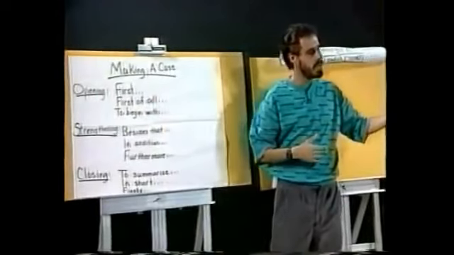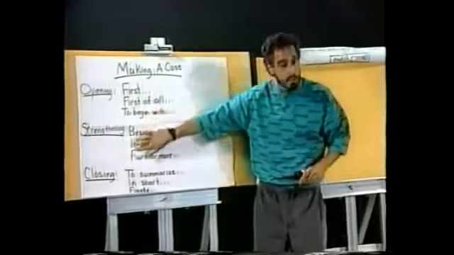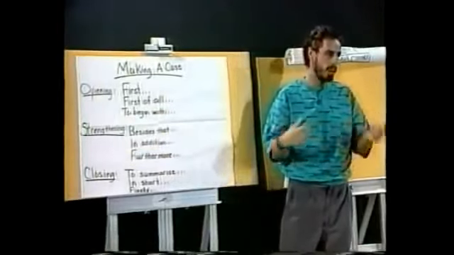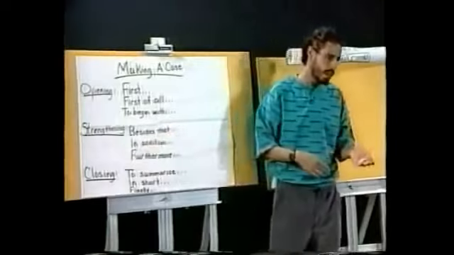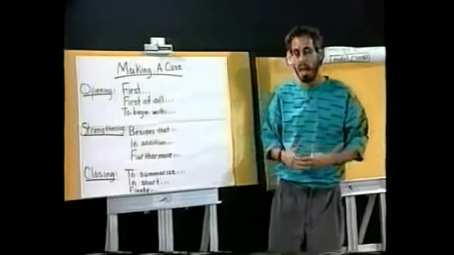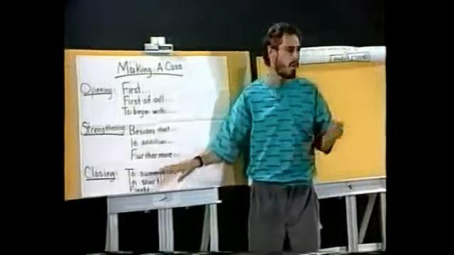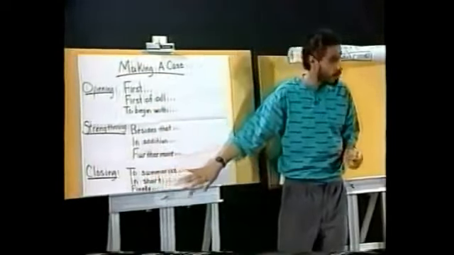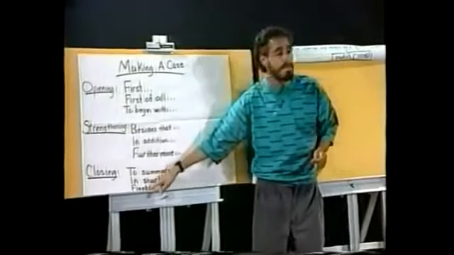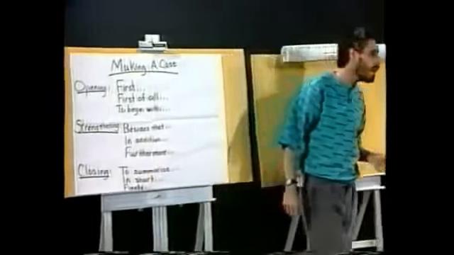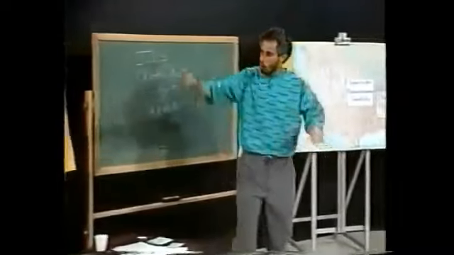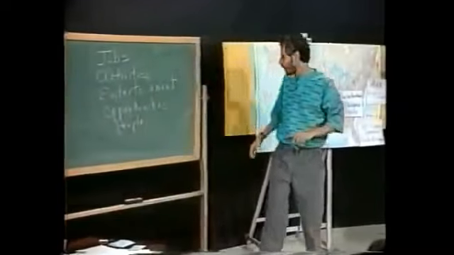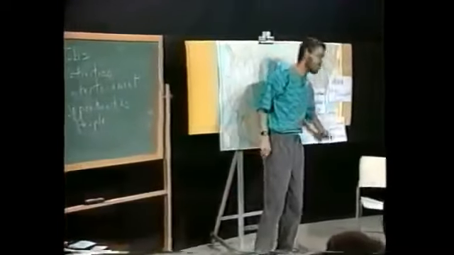We cite additional reasons. And we use some of these expressions to make a transition from one reason to another. Besides that, in addition, moreover, furthermore. And the third part of the argument, or making the case, is perhaps a summary of the main reason or a final reason, right? Now, who can, working with this structure, who can make a case for, let's say, South Florida?